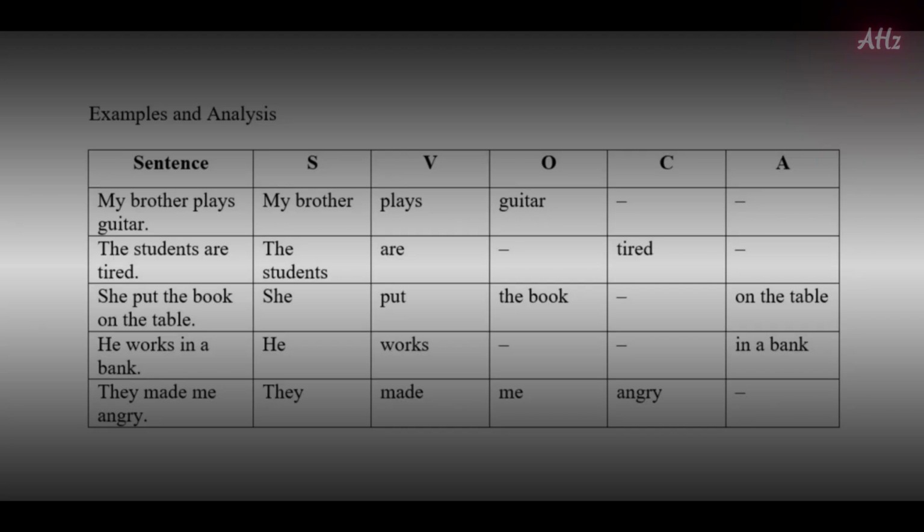Examples and analysis. Sentence: My brother plays guitar. Subject: My brother. Verb: plays. Object: guitar. Complement: none. Adverbial: none. Sentence: The students are tired. Subject: The students. Verb: are. Object: none. Complement: tired. Adverbial: none. Sentence: She put the book on the table. Subject: She. Verb: put. Object: the book. Complement: none.